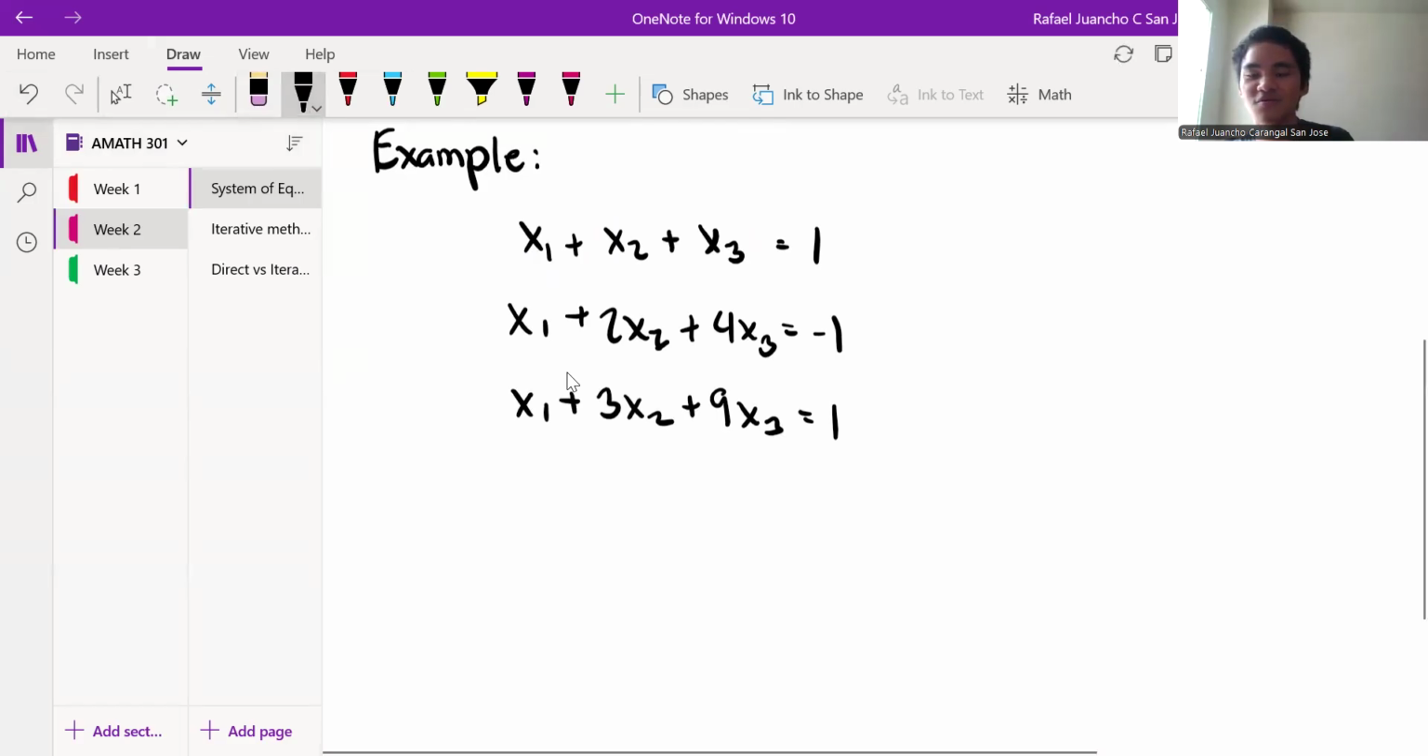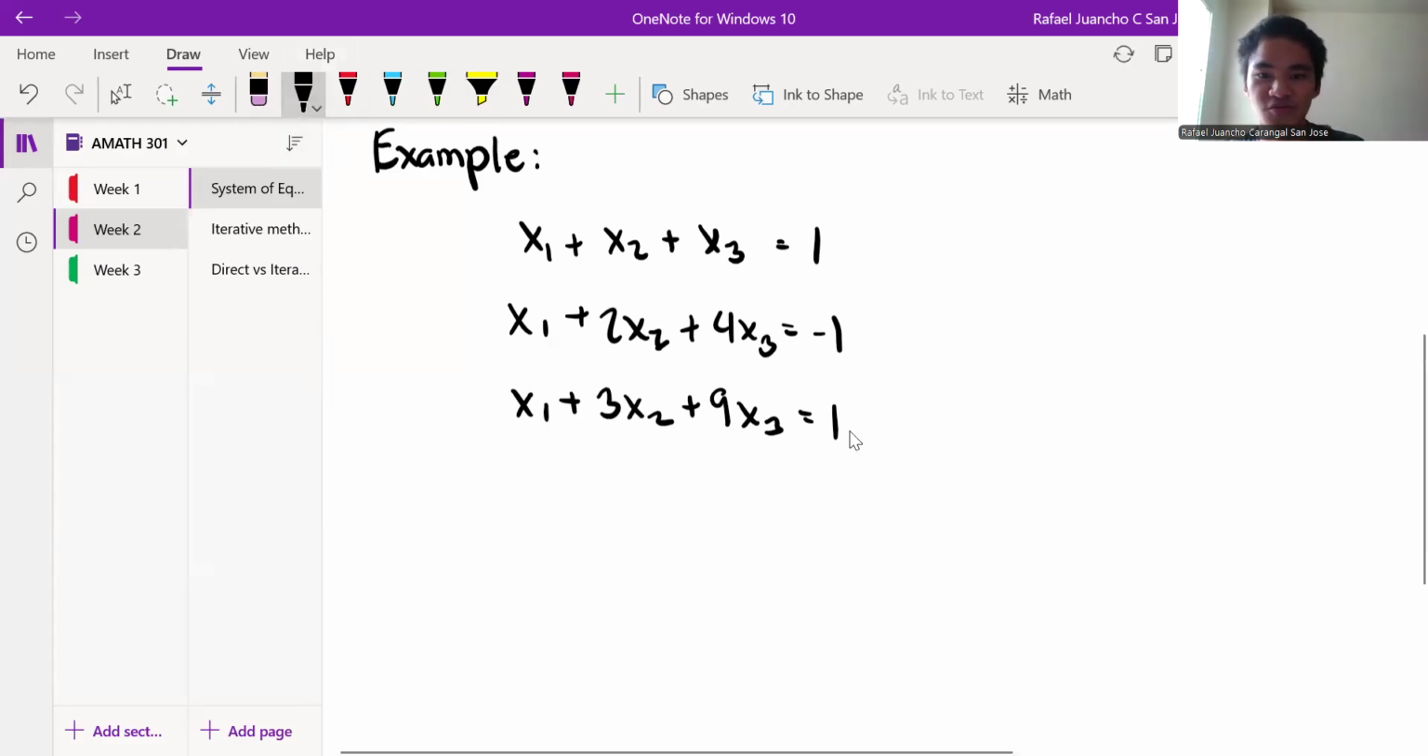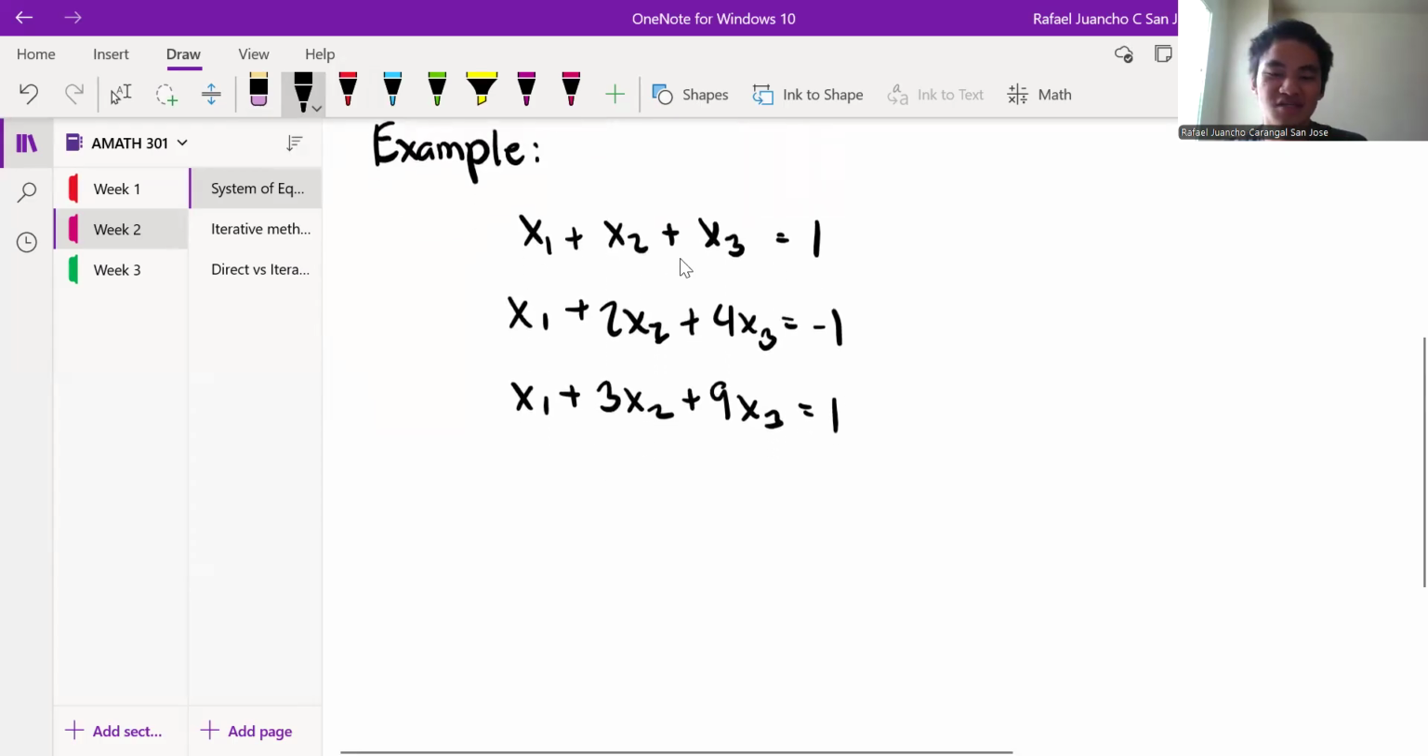In the previous one, we had y equals 3x plus 1 and y equals 5x. Here we have 2 unknowns. So the pattern is based on the number of unknown variables that we need to solve for; that's also the number of equations that we need. So if we have 1 unknown, we need 1 equation. We have 2 unknowns, we need 2 equations. So here we have, in this case, 3.